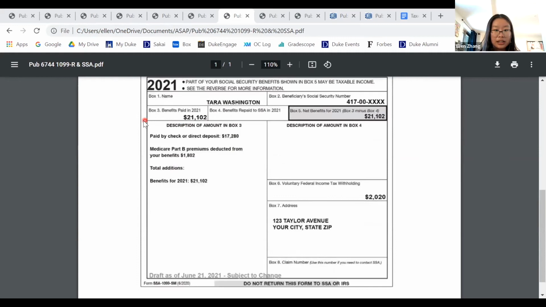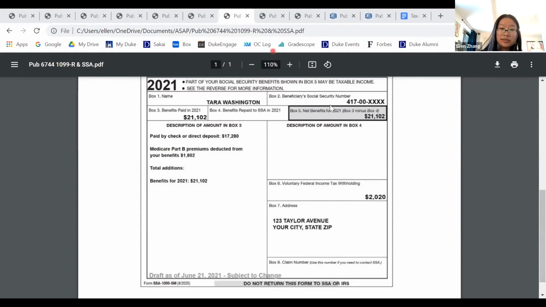So box 5 just accounts for any differences between those two boxes. And then here in this larger box, we get a more detailed description of the amount of box 3. We can see that a part of it was used for Medicare Part B premiums, and then the rest benefits for 2021. Box 6 is any voluntary federal income tax withheld. So this is completely voluntary. You can choose whether or not you want to withhold any depending on your estimations of how much tax you might owe at the end of the year.